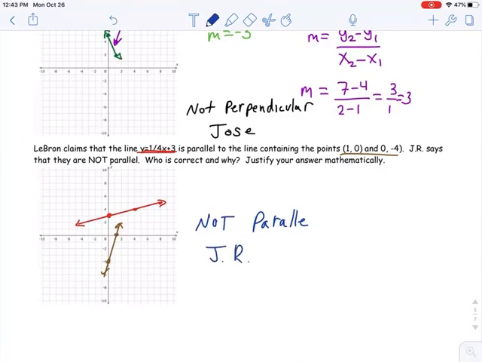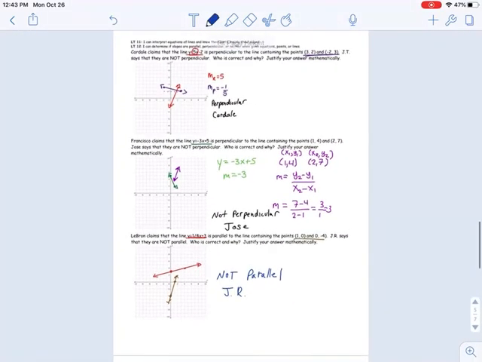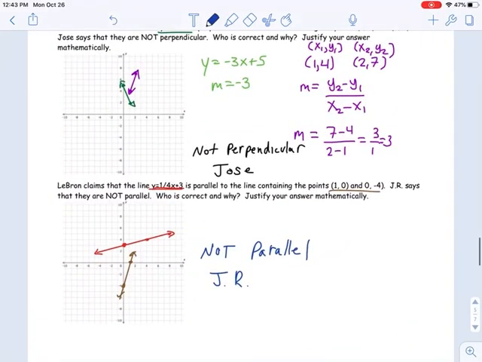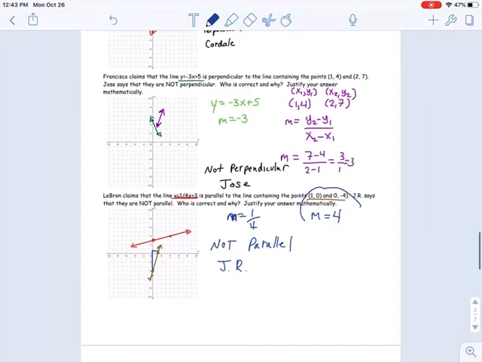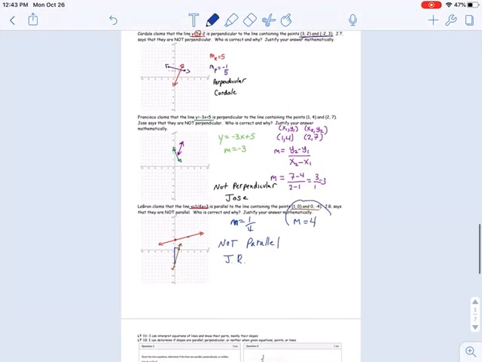JR is right. So again, ways to do it: you can just graph it and count the slopes, or calculate the slopes, or just graph it and tell by looking at it. We probably could do more math and say the slope for this right here would be positive 4. You could even count it over here. So a slope of 1/4 for the red line and a slope of 4 for the brown line. Those aren't equal, so no, they are not parallel.